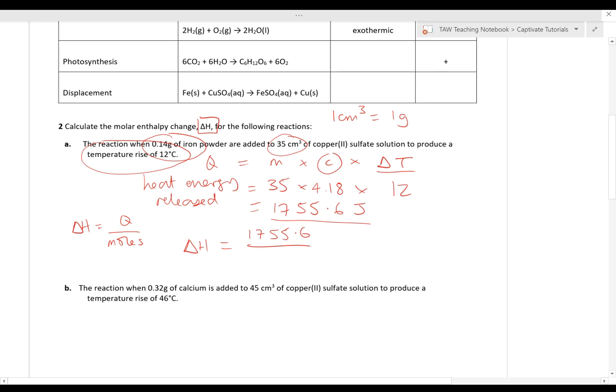In this case, it'd be the moles of 0.14 grams of iron. So if we've got that, we do moles as mass over Mr. The mass of the iron is 0.14 grams. The Mr of iron is 56. So in moles, that is 0.0025. So we put that into our equation, and we come out with a value of this.